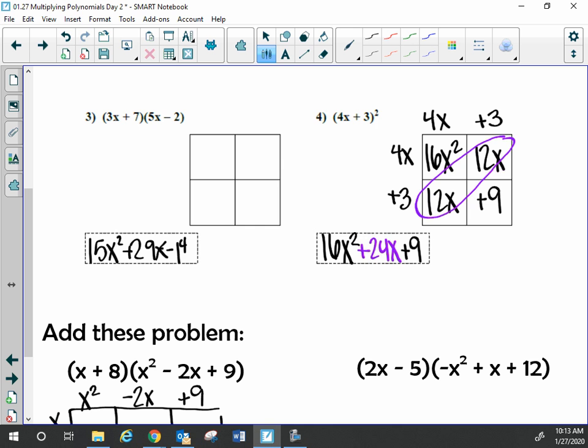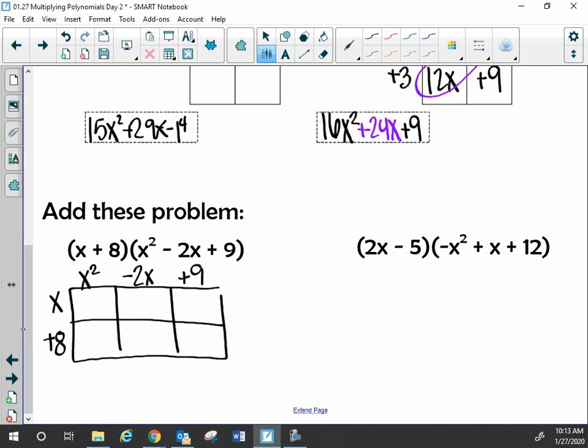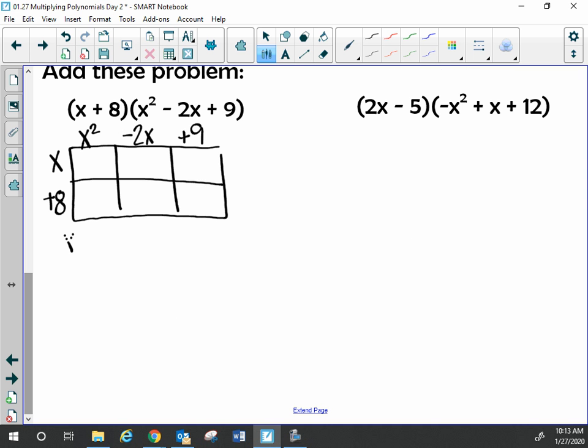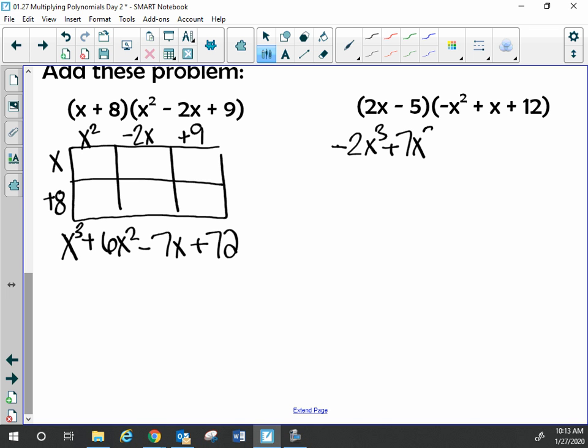I know. All right. You guys had to finish that first one for me. What was that? And we're finishing x cubed plus what? 72. Great. And then last one. Negative 2x cubed plus 7x squared minus 60. Good. Let's go.